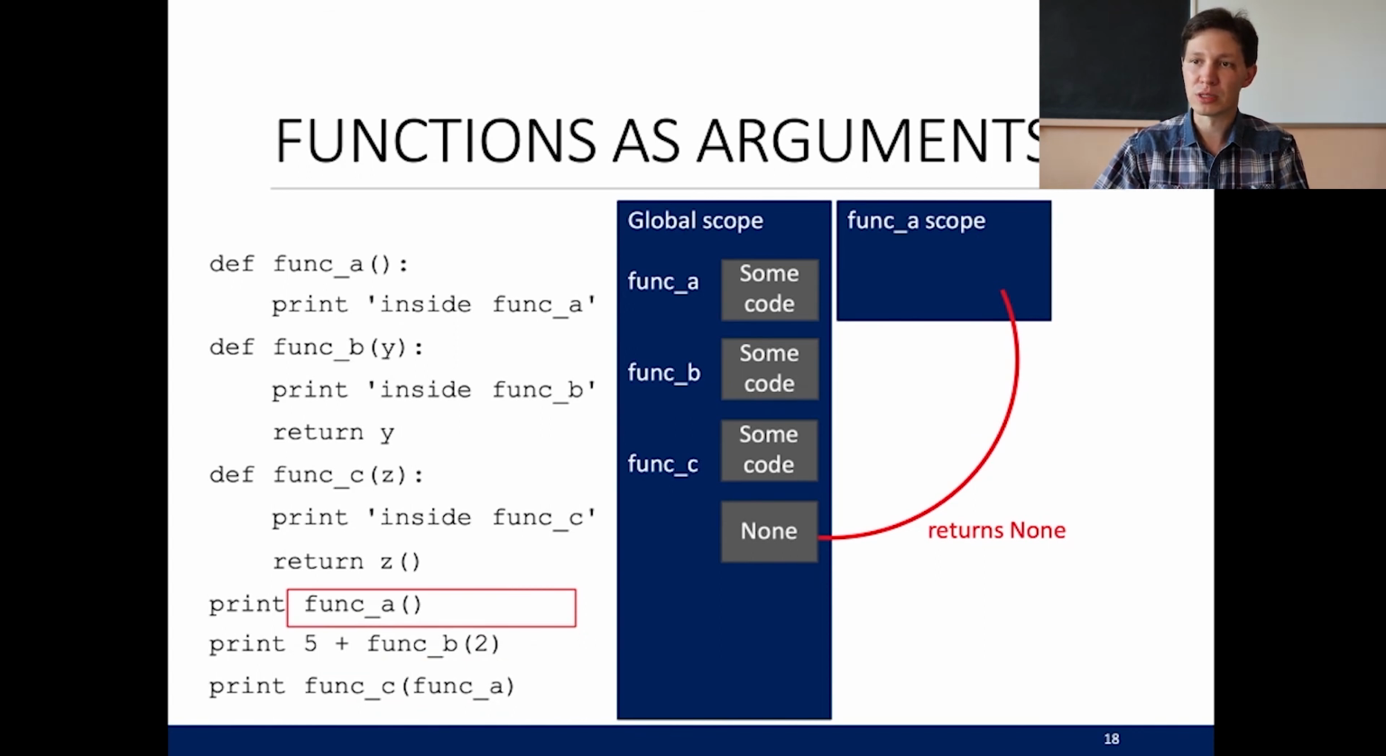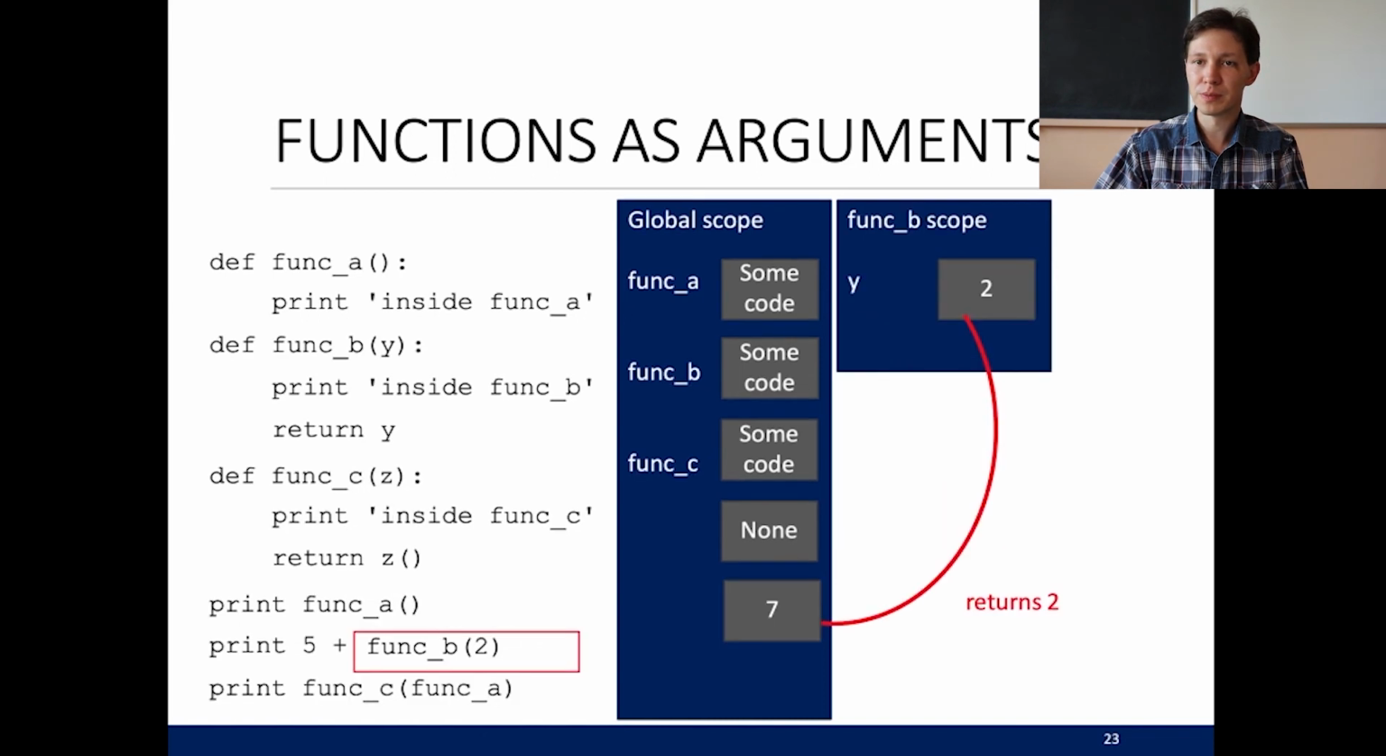Let's see this in action. Func A does not return any result, and none is returned to the global scope. When we pass 2 as a param to func B, it returns it back. So when the second statement is executed and we add the result to 5, the total is 7.